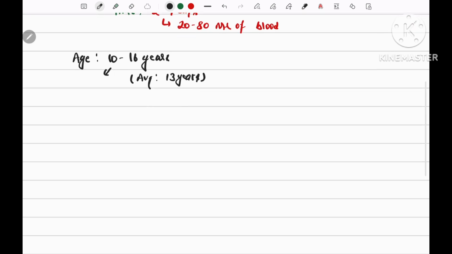And we consider 28 days as the average duration of the menstrual cycle. The first day of bleeding is considered as the first day of the menstrual cycle.